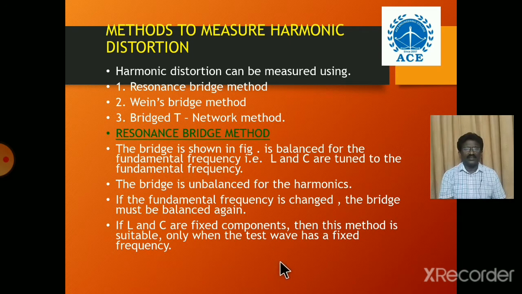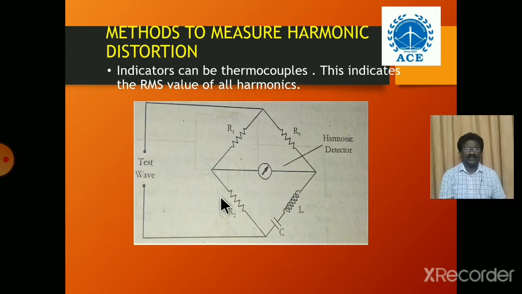So this is the circuit diagram for the resonance bridge method. To explain this method, we take the help of a bridge circuit. It has components such as resistances, inductance, capacitance, and one detector. Now you have to provide some test wave to the bridge.